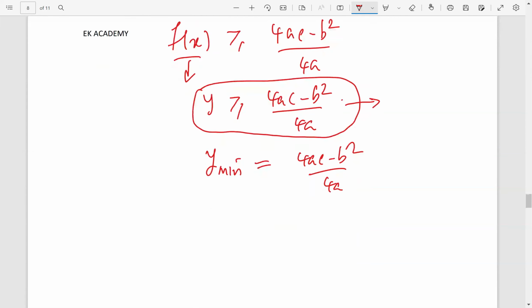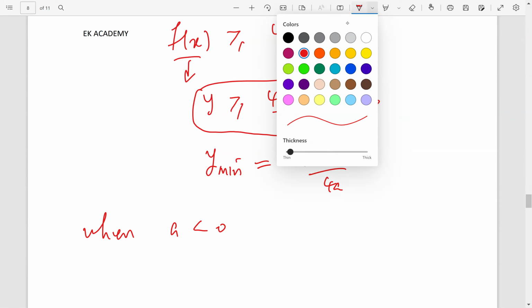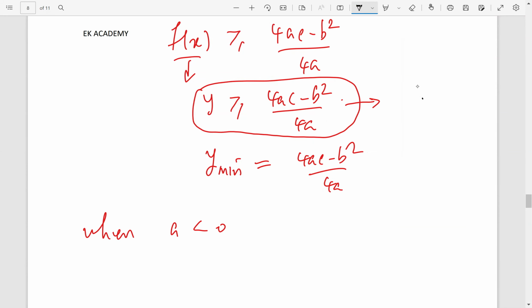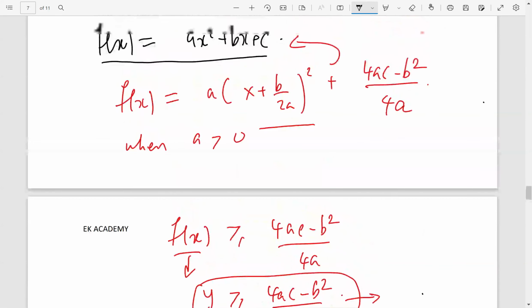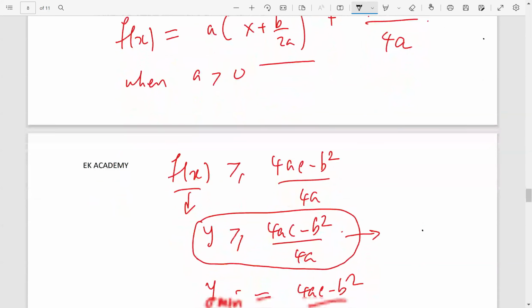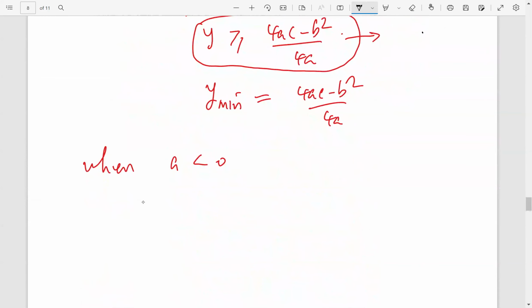And when a is less than 0, what happens? When a is less than 0, then you can see here that a is going to be negative. So the entire expression is going to be a value which is less or equal to 4ac minus b squared. So it means y will be less or equal to 4ac minus b squared over 4a.